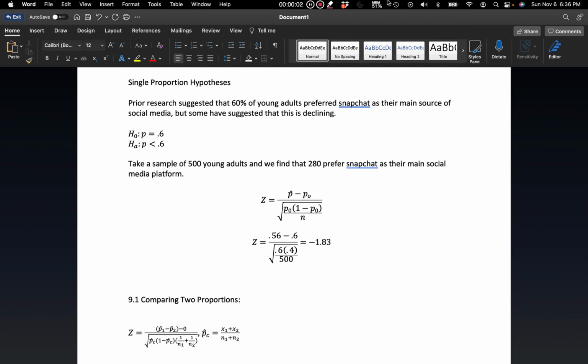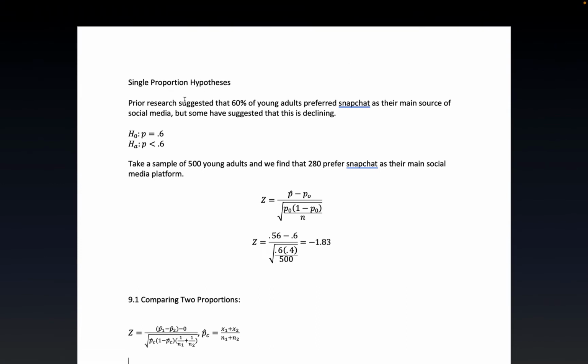So, what we're going to do is recap chapter 8 and talk about what they did with single proportions, and then we're going to move into comparing two proportions. So, what we've got here is just kind of an introductory review problem.